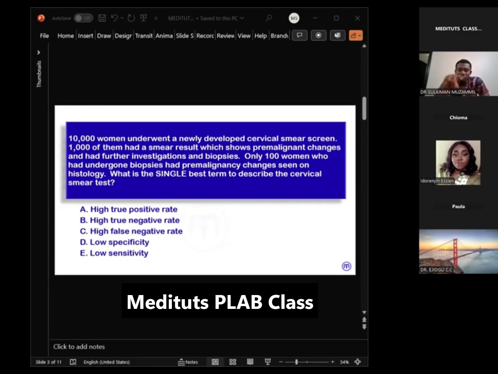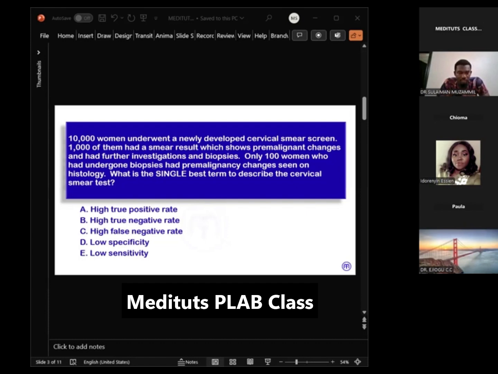But this test is a new test. We don't really know how effective it is. Maybe the test was just somebody looking at the faces of the women and saying, positive, positive. So we don't know how effective it is. How do we confirm? We compare it to an already established test, which is the biopsy. When we did the actual biopsy, out of all the 1,000 women that were positive, only 100 were actually positive.